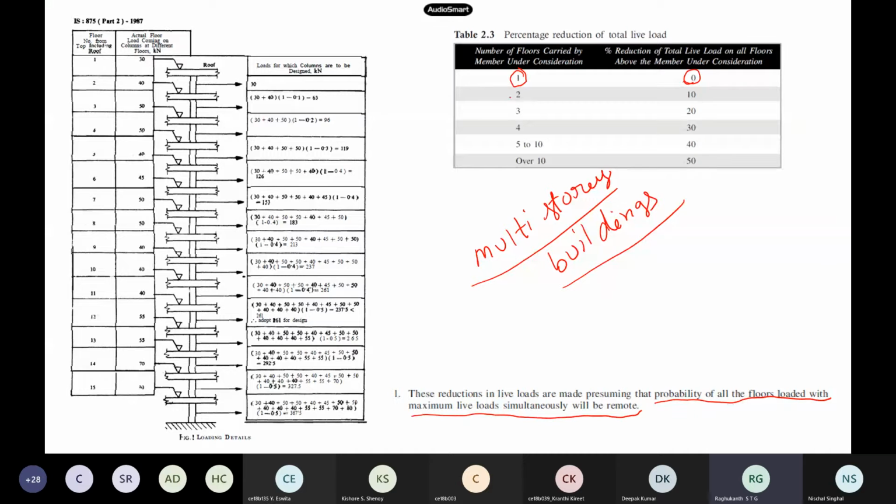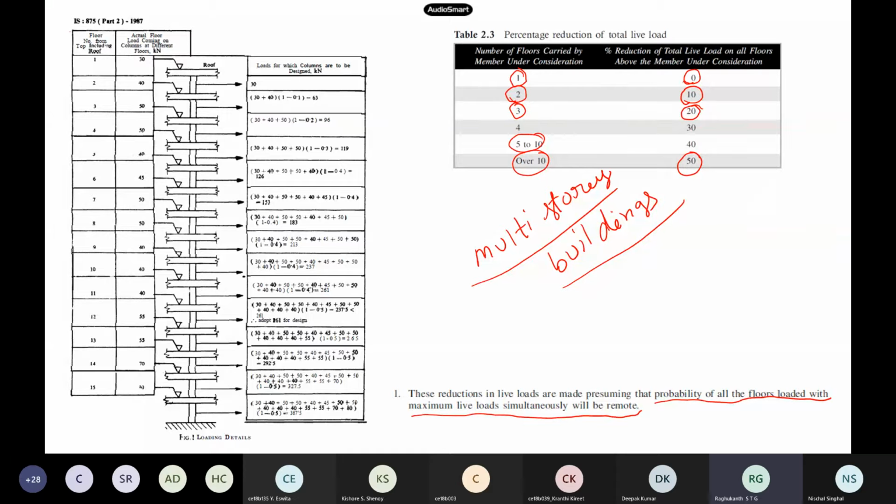Suppose there are 2 floors above, then the code says you can reduce the load by 10%. If 3 floors are there, 20% has to be reduced, and for over 5 and up to 10, over 10, you can reduce the load by 50%. The main assumption here is that all the floors will not be loaded with the imposed load at the same time. That is how the classification or this reduction is given by our code.